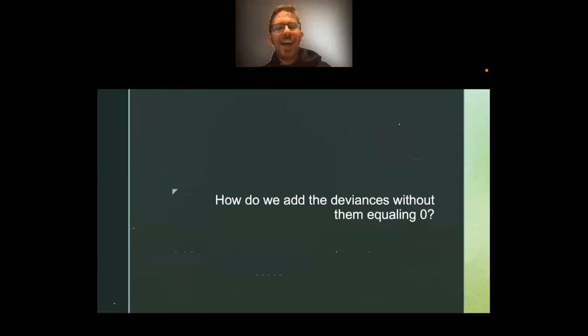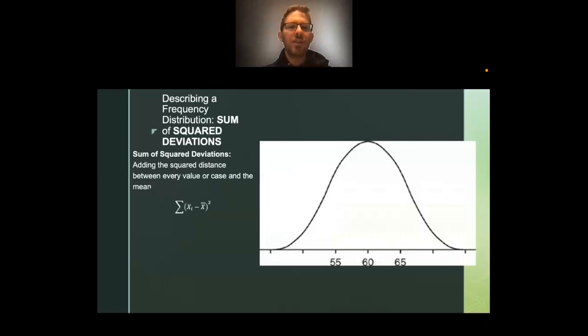So how do we add the deviances? If we're understanding how the distribution deviates from the mean, how do we add those together without it equaling 0? And we do that with the sum of squared deviations. This is kind of what we talked about earlier. So here's how it works.